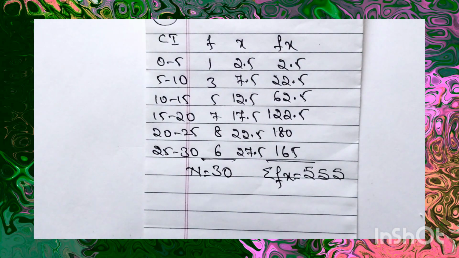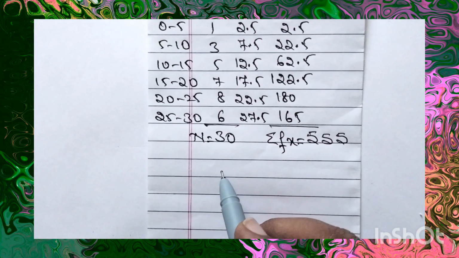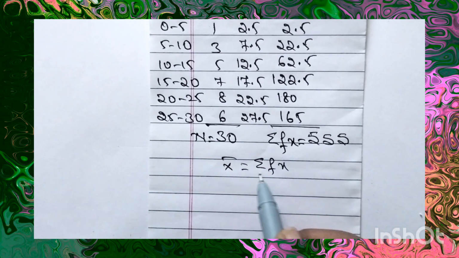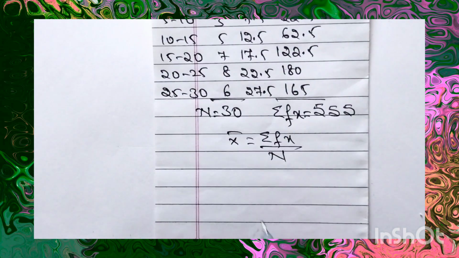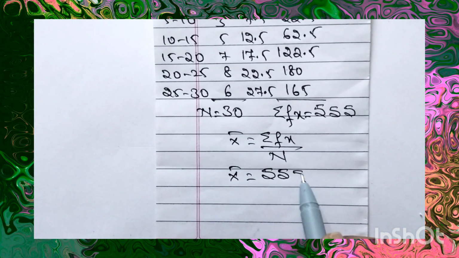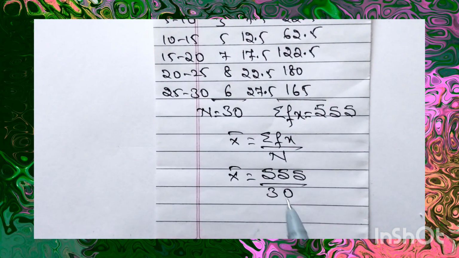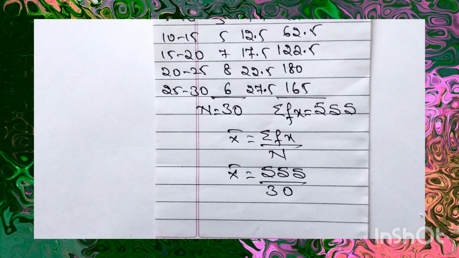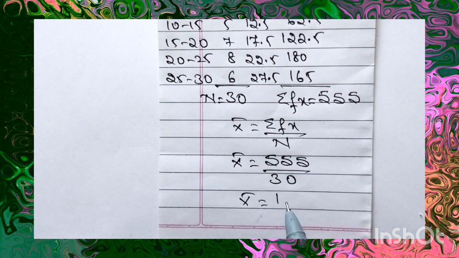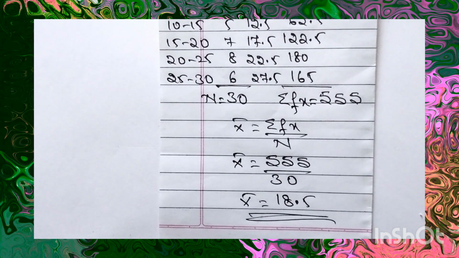Now let us find what we have to find out. We have to find out the x bar, that is the arithmetic mean. So x bar is equal to sigma fx divided by n. So x bar is equal to sigma fx, 555, divided by n, 30. So now let us divide 555 by 30. So we will get x bar is equal to 18.5. So 18.5 is the arithmetic mean.